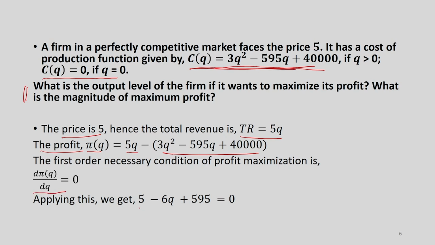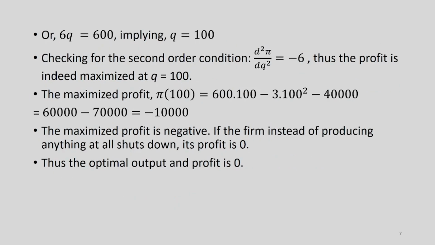And here if I do this calculation, it comes out to be 5 from here, then you have 3q square, that will give me 6q, and you have minus 595q, that will give me plus 595, and that entire thing is equal to 0. 5 minus 6q plus 595 is equal to 0. And if I solve that, I get 6q is equal to 600, implying q is equal to 100.